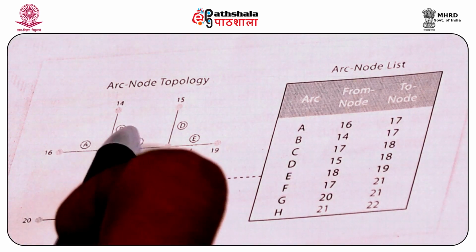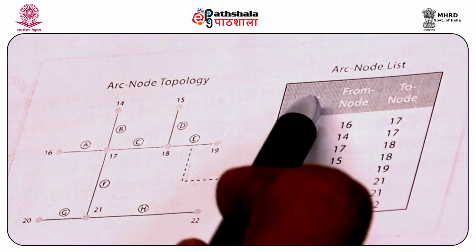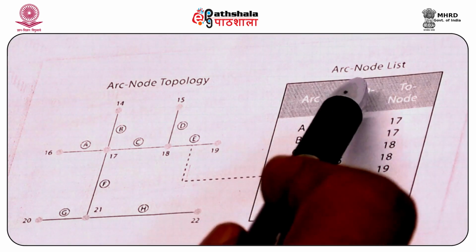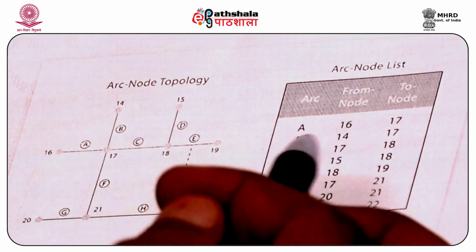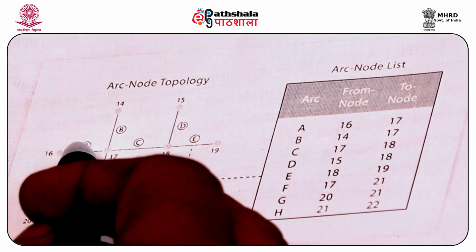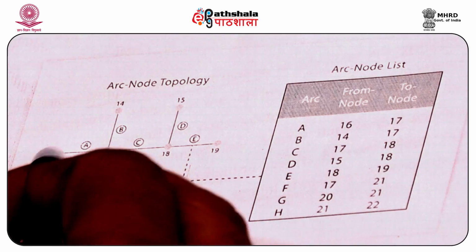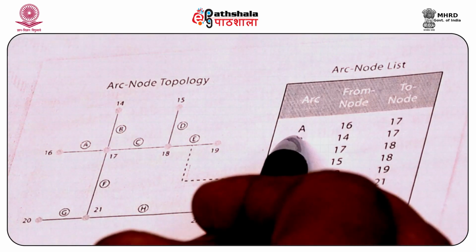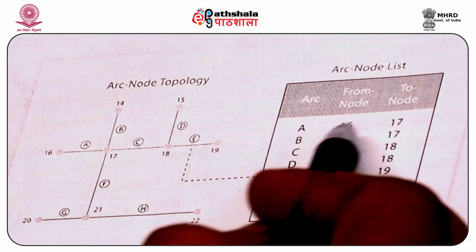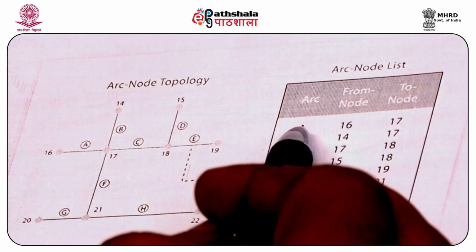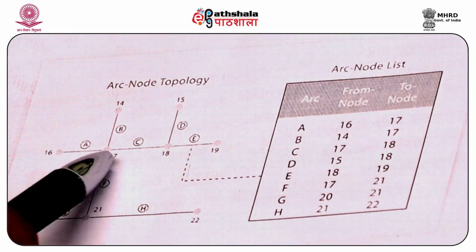If you see on the left side, there is arc node topology. On the right side is the arc node list, where in one column we have arc A, then from node and to node, that is, from where to where the arc extends. So, if we see A, here A extends from 16 to 17. Similarly B, in the second column, from node to node, that is 14 to 17. So, arc B, you see here a vertical line, extends from 14 to 17.